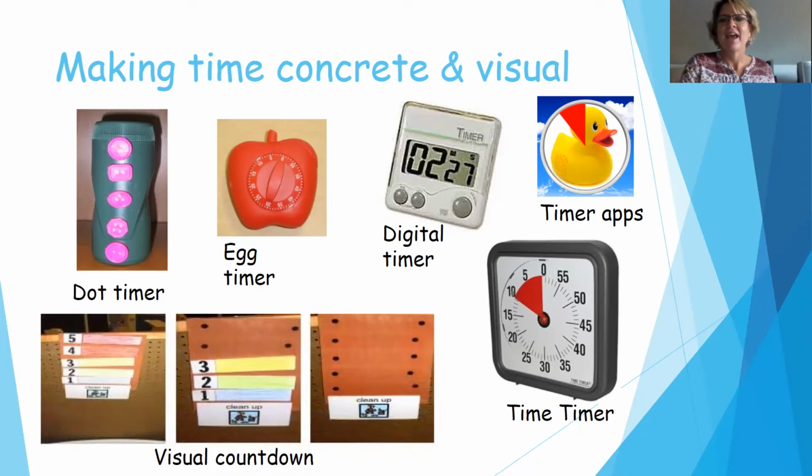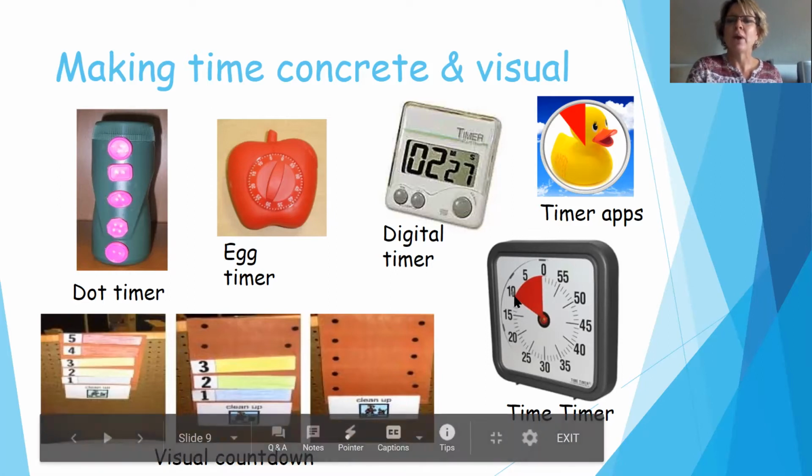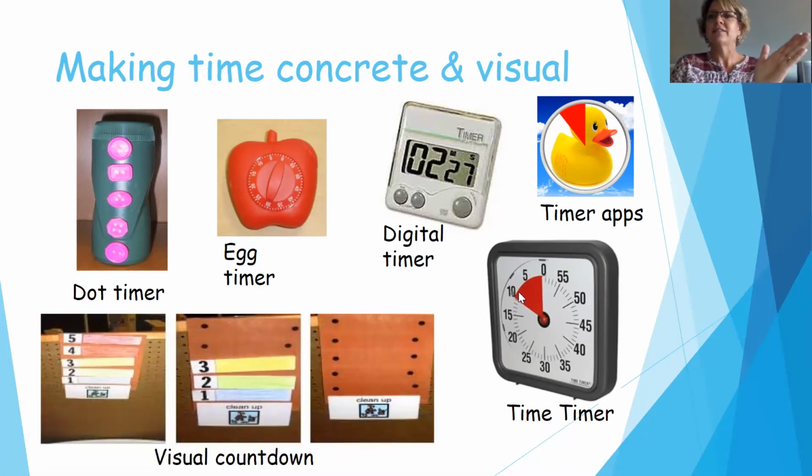This over here is called a time timer, and it's a clock designed for students with autism. And again, it gives that visual representation of time. So this red section gets smaller and smaller as the time draws near. And so a student can look up and see visually how much time is left.